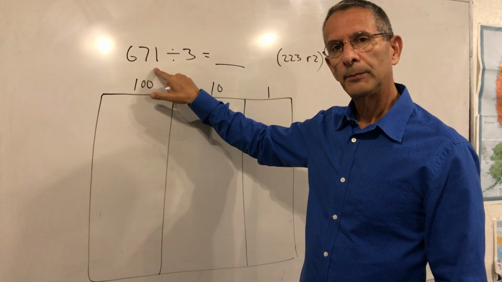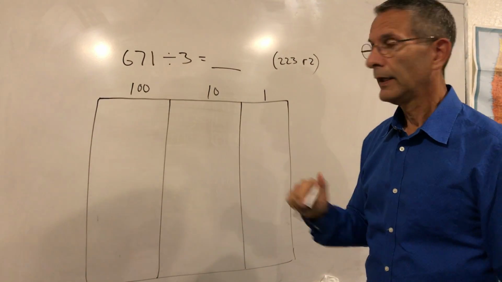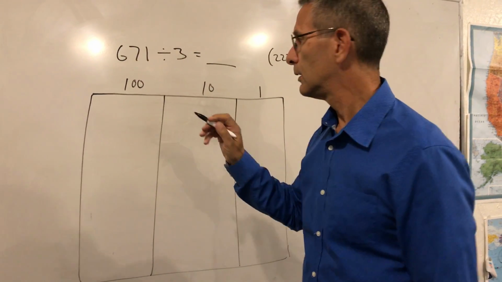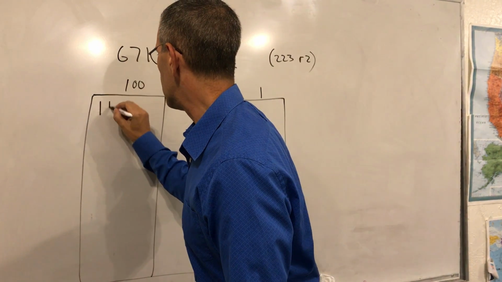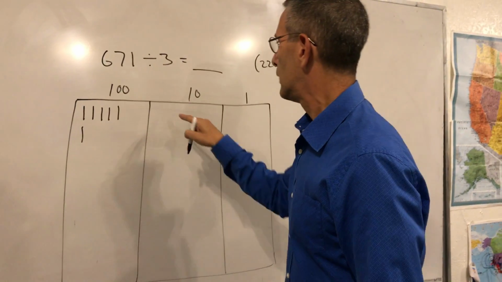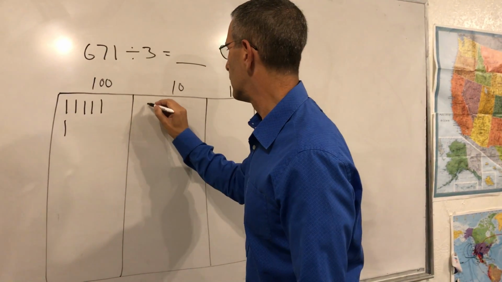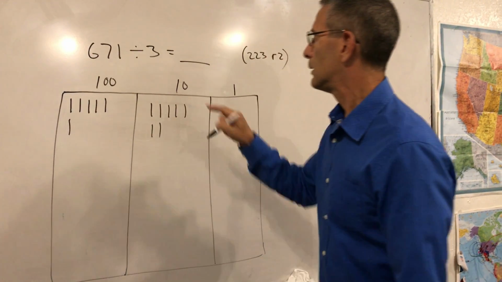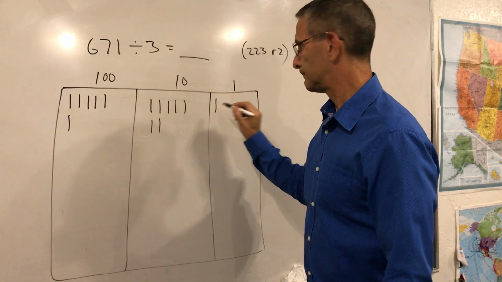And the first step is to put this number in the chart. And so this is 600, 7 tens, and 1 one. So it's 6 marks here. 1, 2, 3, 4, 5, 6. There's 7 tens. 1, 2, 3, 4, 5, 6, 7. And there's 1 one. Okay.